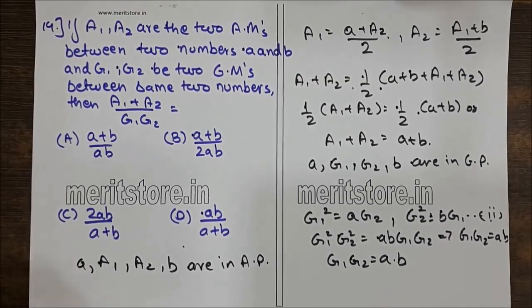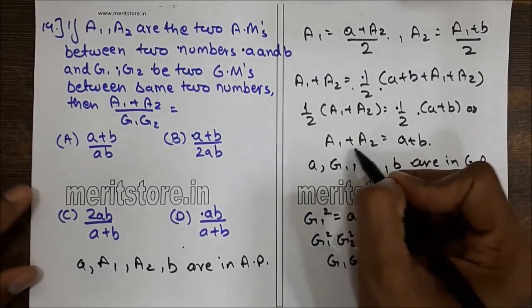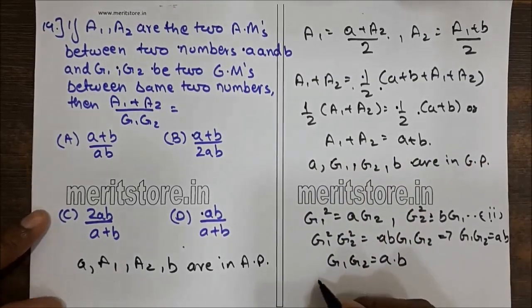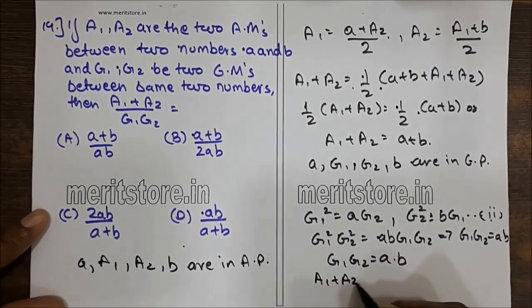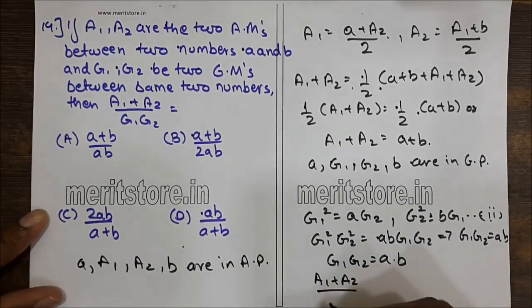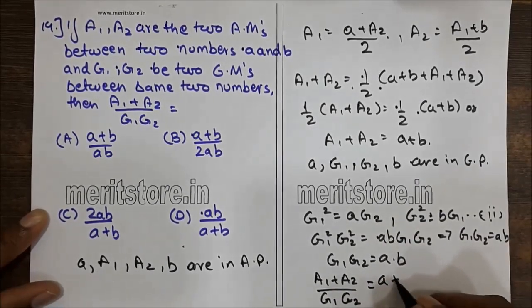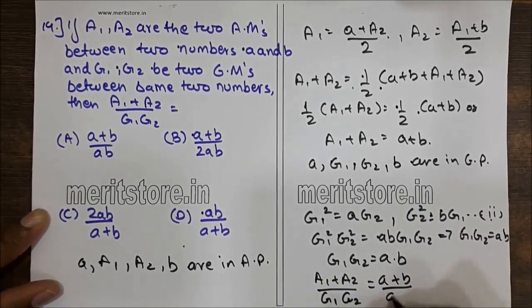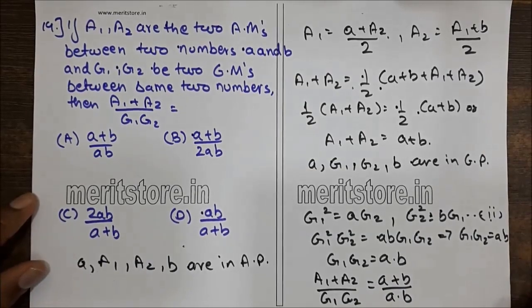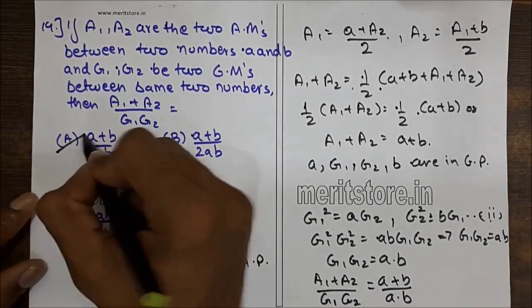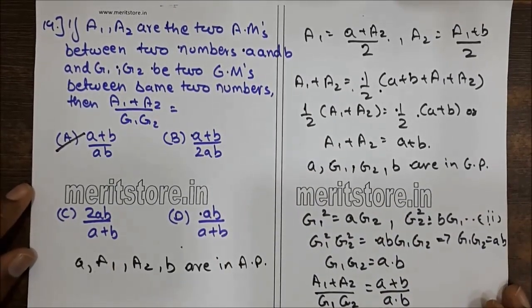So hence we take the division of both, that is A1 plus A2 upon G1 into G2, equal to a plus b upon a into b, which is our option A. Therefore option A is the correct answer.